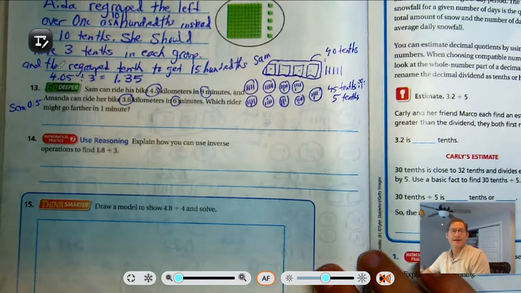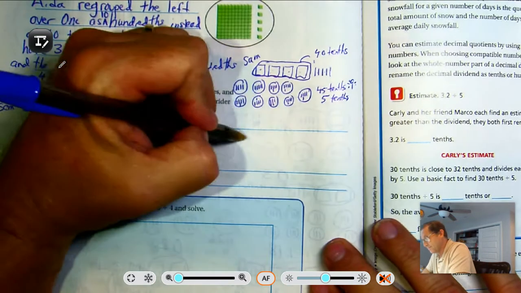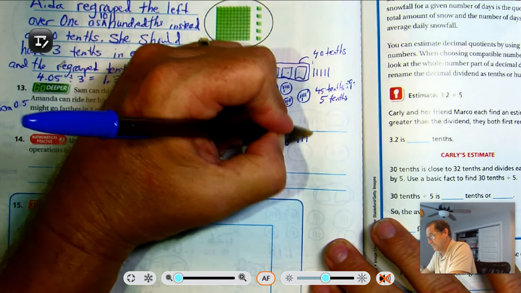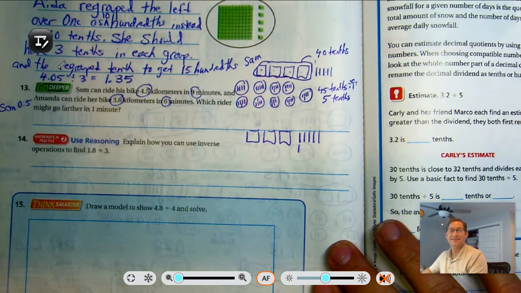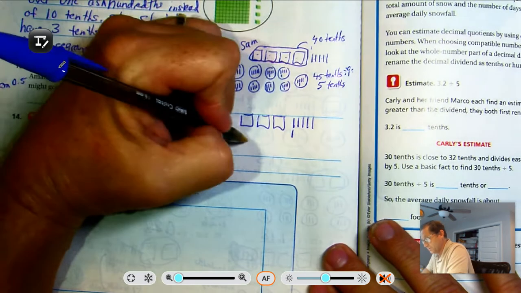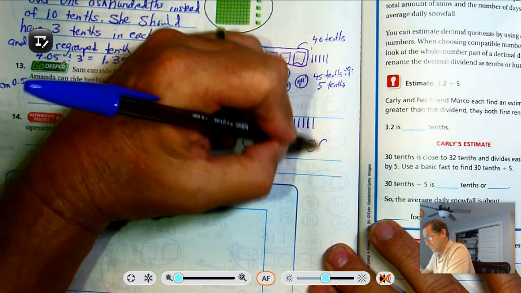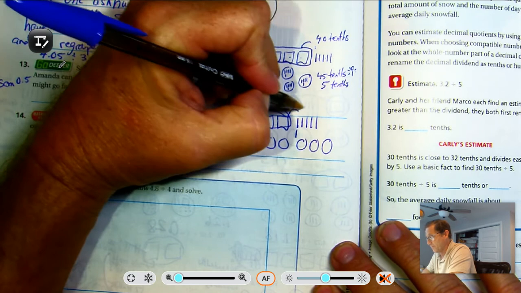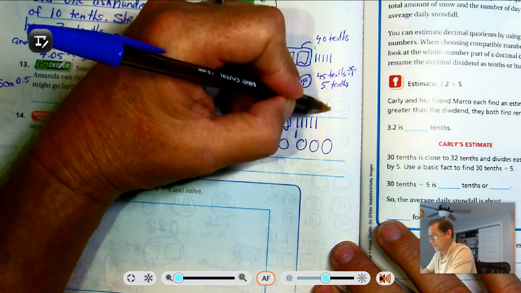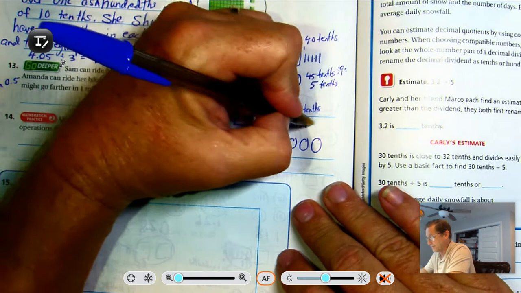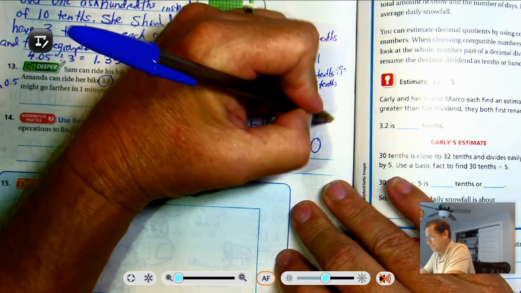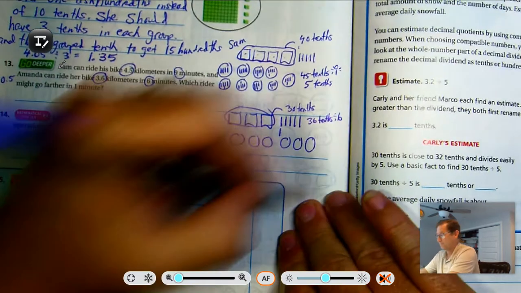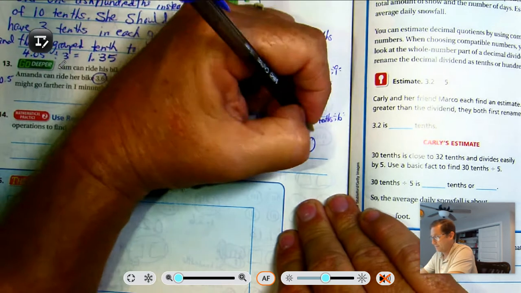Kilometers per minute. And we're going to take Amanda. And she rode 3 and 6 tenths in 6 minutes. So her groups would be 6. Okay, again, I can't share 3 wholes with 6 groups. So I'm going to trade those for 30 tenths. Well, 30 plus 6 tenths is 36 tenths. 36 tenths divided by 6 groups. 36 divided by 6 is 6 tenths.